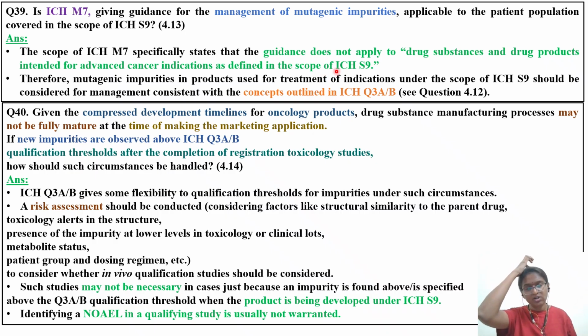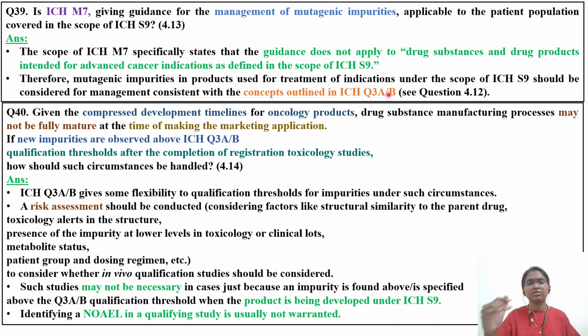So ICH M7 is not applicable, or its impurity qualifications are not applicable, for those drugs which are used for the advanced cancer treatment. Okay, ICH M7 is out of scope. Therefore, mutagenic impurities in products used for treatment of indications under the scope of ICH S9 should be considered for management consistent with the concepts outlined in ICH Q3A and Q3B.